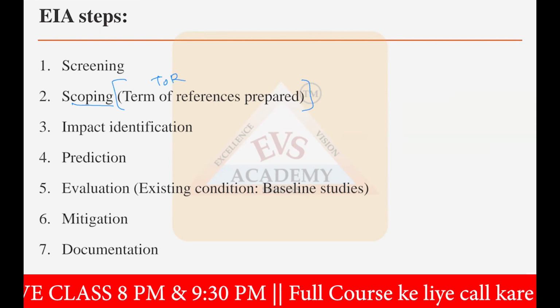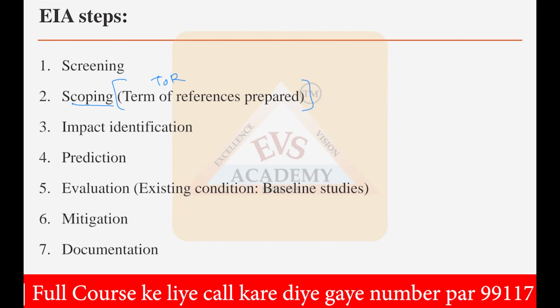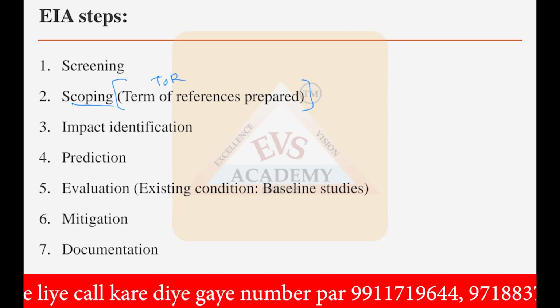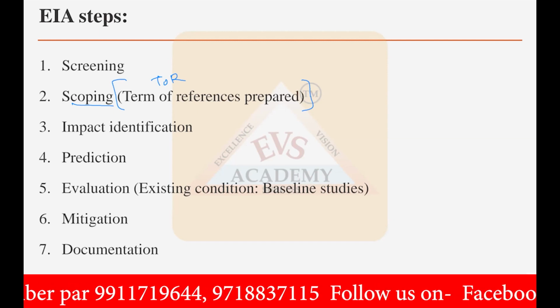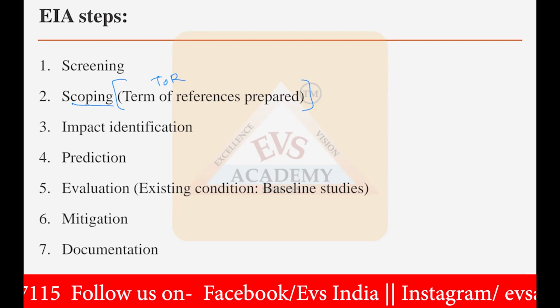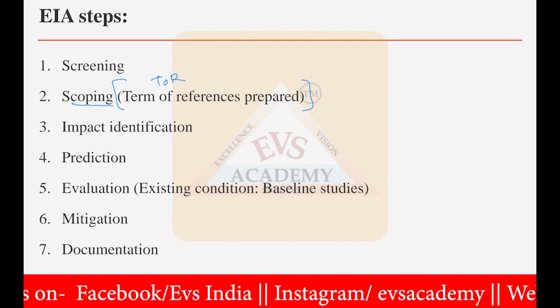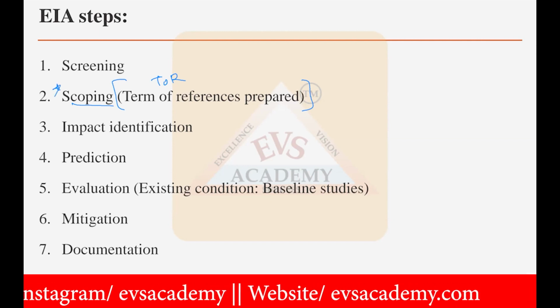And this is prepared by the EIA agency, and then you have to submit this TOR document with the application form to the government. So that is done with the scoping step. In the scoping step, you have to find out the scope, you have to find out the impact. So that is done with the TOR document. So TOR is associated with the scoping step, that you have to remember.